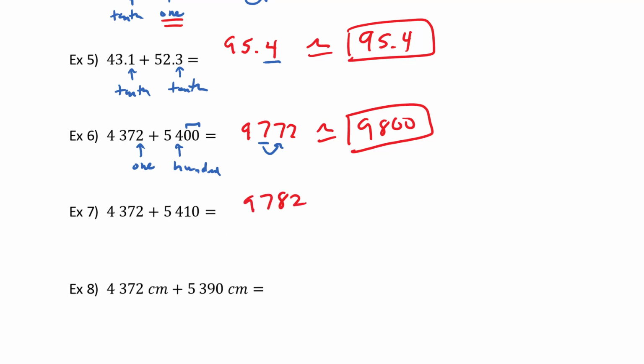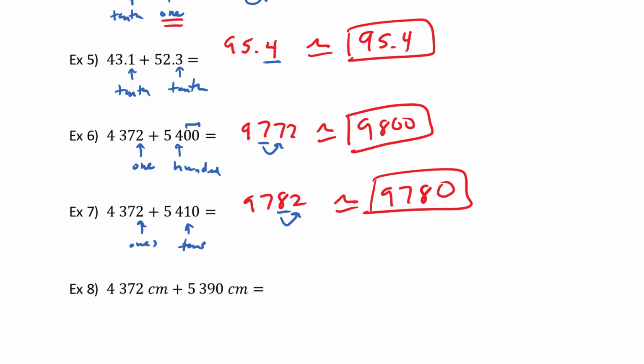Now let's examine. Here this is ones, here this is the tens. So I'm rounding off to the nearest tens. Once again, this 0 is not significant. It is just a placeholder to tell us the 1 is in the tens column.